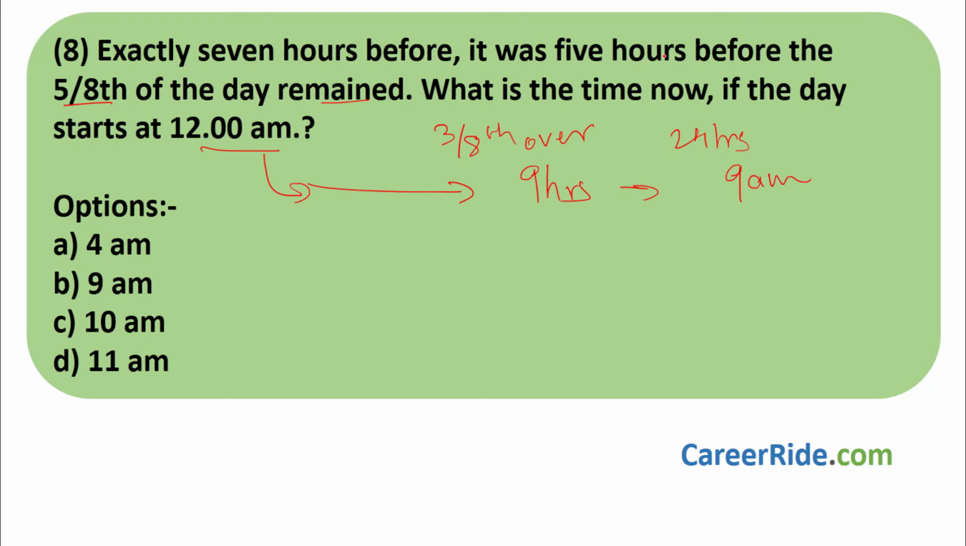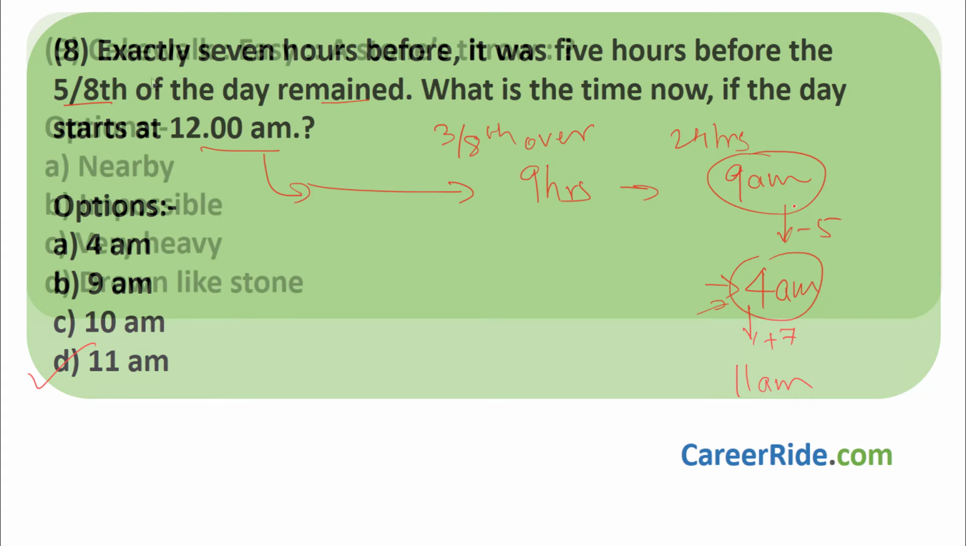9 am. Now, at 9 am, 3/8 day is over and 5/8 of the day remained. Okay? 5 hours before 5/8 of the day remained. So 5 hours before is minus 5 hours. That will give you 4 am. At this point, exactly 7 hours before, it was 5 hours before. That means when you were at this point, it was still 7 hours before the current time. So add 7 hours to this and you will get 11 am as the answer. You can trace it back. 11 am, 7 hours before, you get this. It was 5 hours before 5/8 of the day remained.